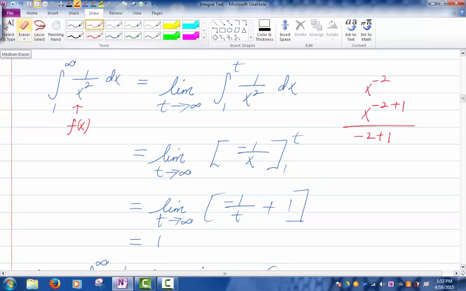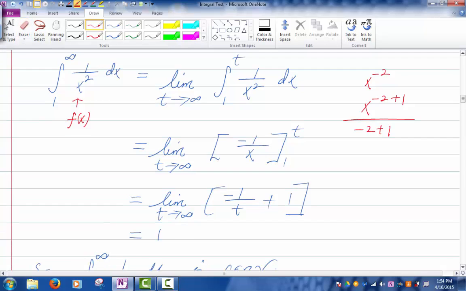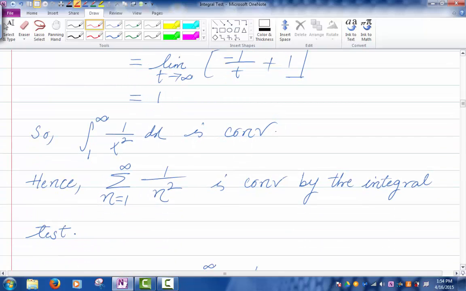Okay, so once I got that, now I'm going to plug in t, plug in 1, and then subtract, right? If I do that, I get what I have within the brackets. And then I'm going to take the limit as t goes to infinity. And the limit as t goes to infinity, 1 over t goes to 0, so I end up with 1. So that tells me that the improper integral is convergent. Because the improper integral is convergent, then I know that the associated series n going from 1 to infinity of 1 over n squared is also convergent by the integral test.